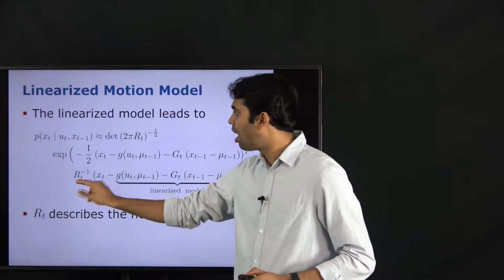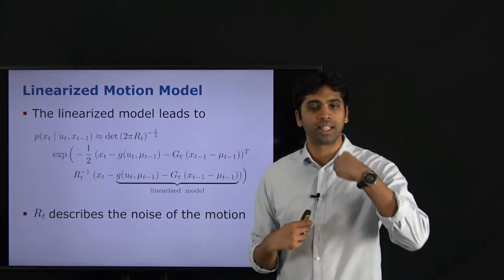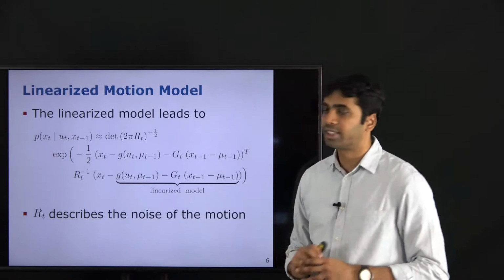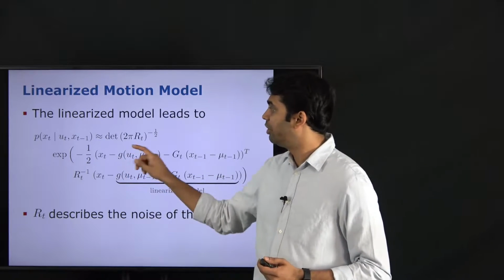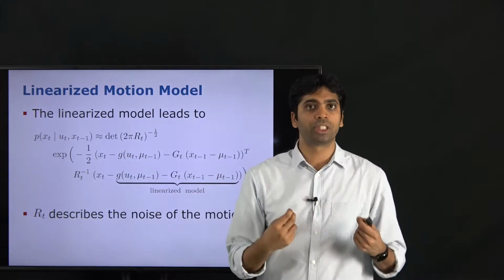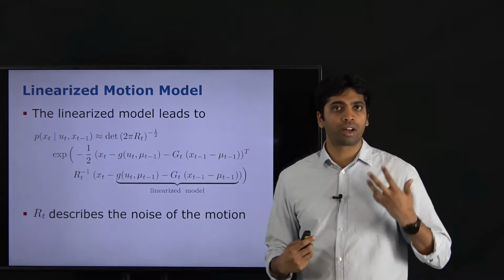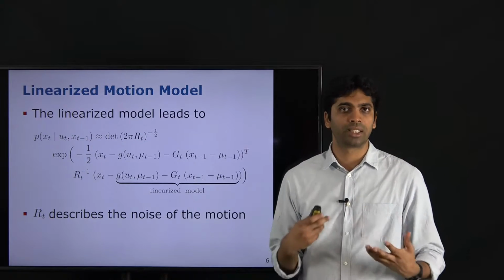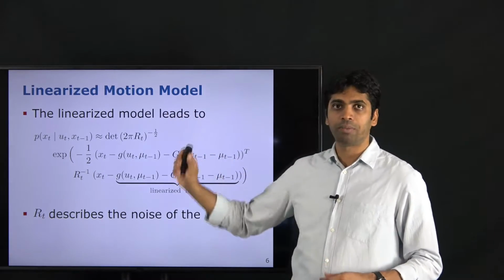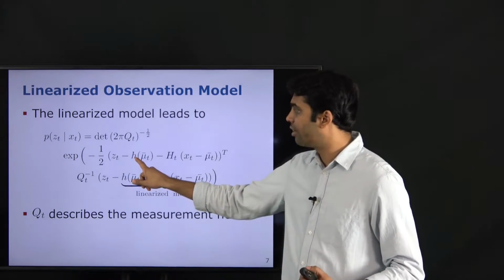And again, this is the same R_t, the covariance matrix associated with the noise parameters involved in your motion. So once we have this set up, instead of using our g, which was originally a nonlinear function, we now have a linear equivalent of that function. So it's an approximation, of course, but once we make this approximation, then we can go back to our original framework of using the Kalman filter for estimating our states. And here we show the linearized model for the motion, but you can do the same for the observation model, where the observation model was given by H.